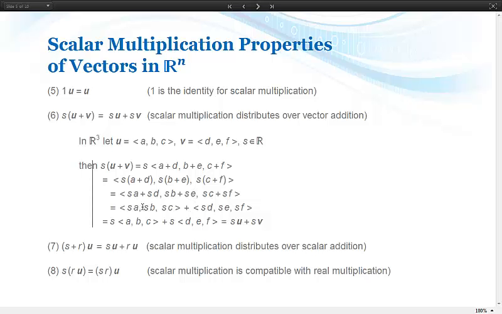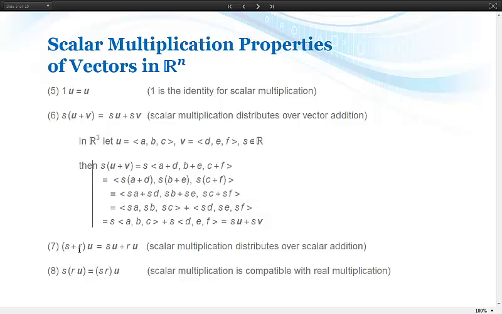Finally, I can factor out the scalar s because it's multiplied by each element in both of the vectors. So I get s times the vector abc plus s times the vector def. That's precisely su plus sv. So I've proven, at least in three dimensions, that scalar multiplication distributes over vector addition. Similarly, scalar multiplication distributes over scalar addition.